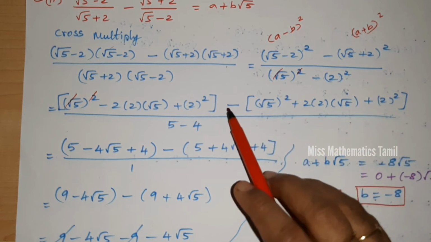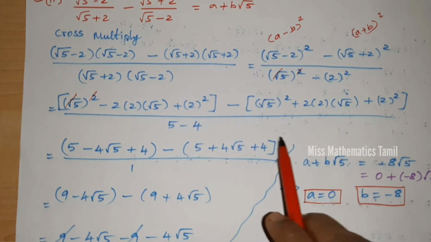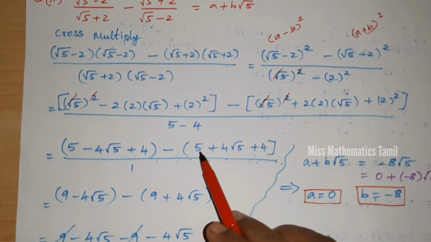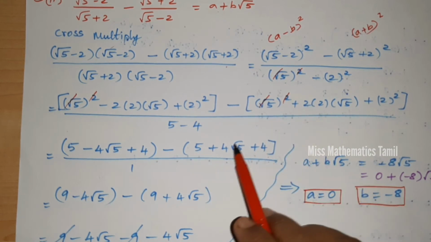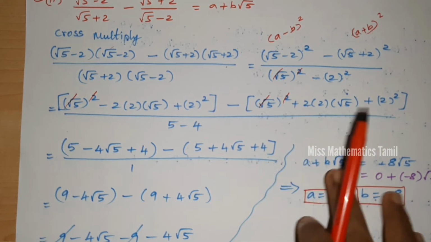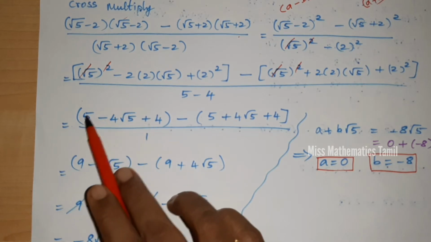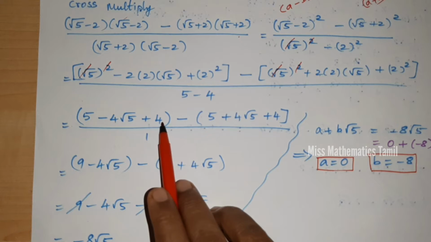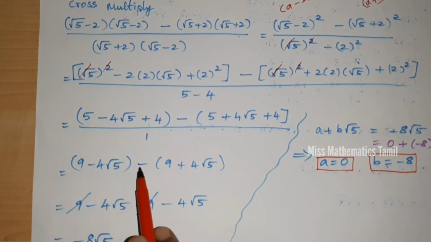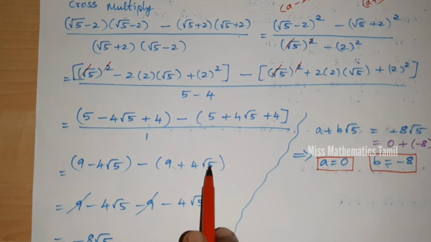Otherwise, this sign will totally change. So I am using minus, also the bracket sign. Here also root and 2 cancel, so 5 only, plus 2 into 2 is 4, root 5, plus 2 square is 4. Next, in this bracket, what are the numbers? I am going to join together or add together. 5 plus 4 is 9, minus 4 root 5. Minus, here also 5 plus 4 is 9, plus 4 root 5.